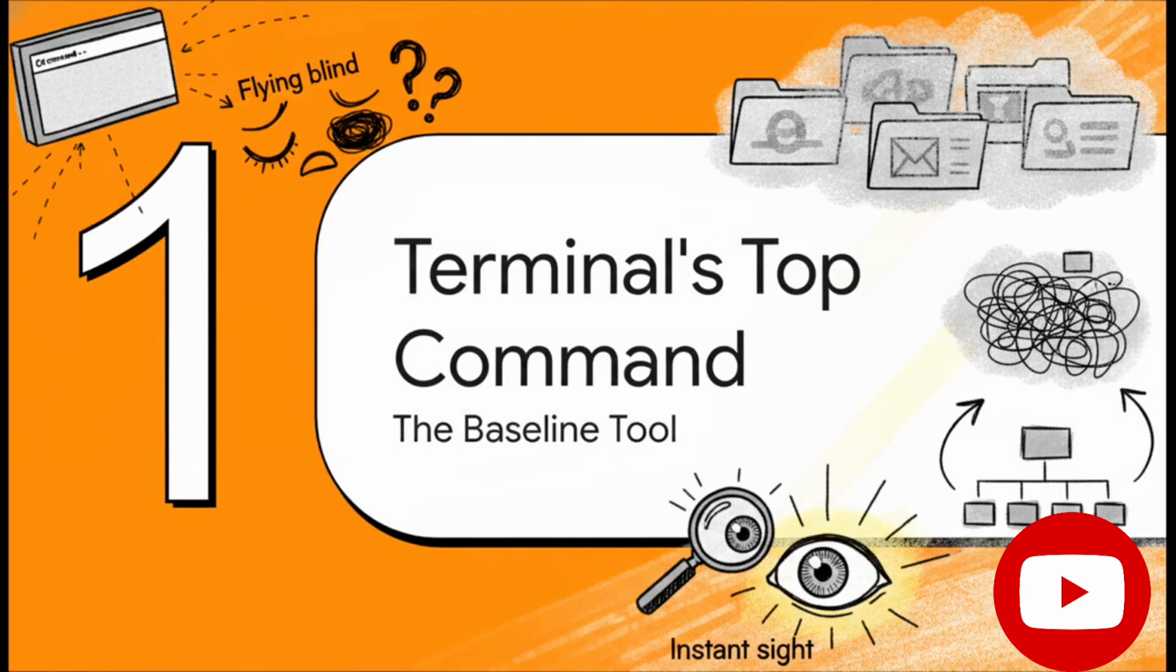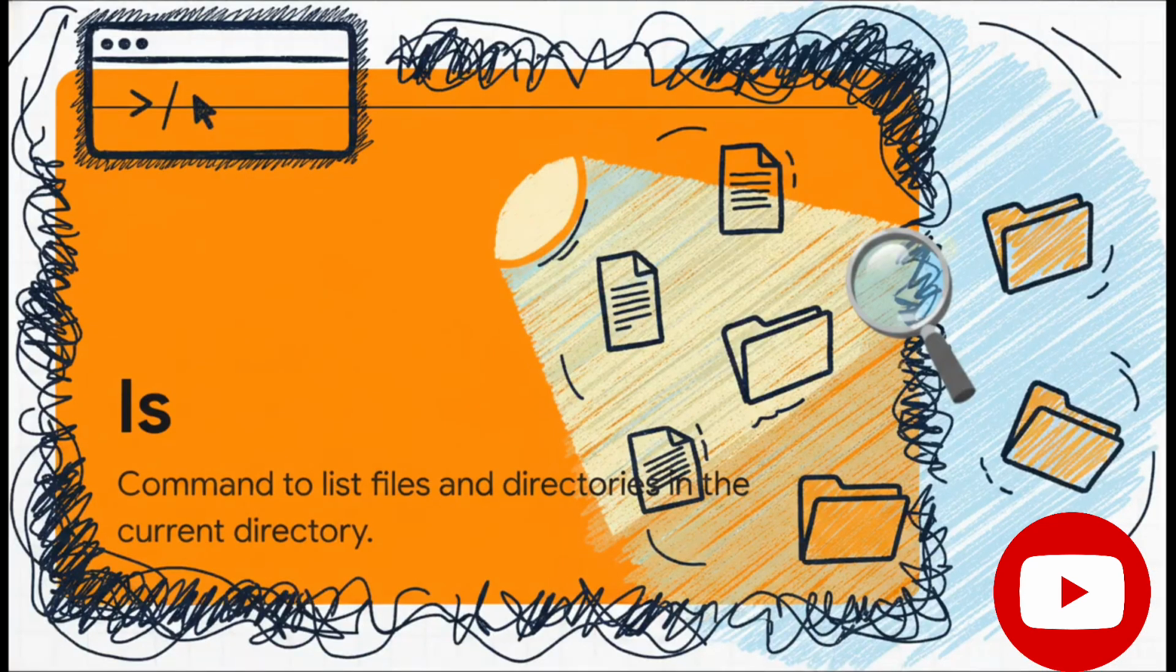All right, Section 1, the terminal's most used command, your absolute baseline tool. When you first open up a text-based terminal, you're basically flying completely blind. There are no visual folders, no icons, nothing. Enter the ls command. As the definition lays out, it's simply used to list files and directories right where you're sitting. Think of ls as your baseline tool. It's literally the flashlight you flip on in a pitch-black room to see exactly what's sitting right in front of you. Without it, you can't navigate, but with it?